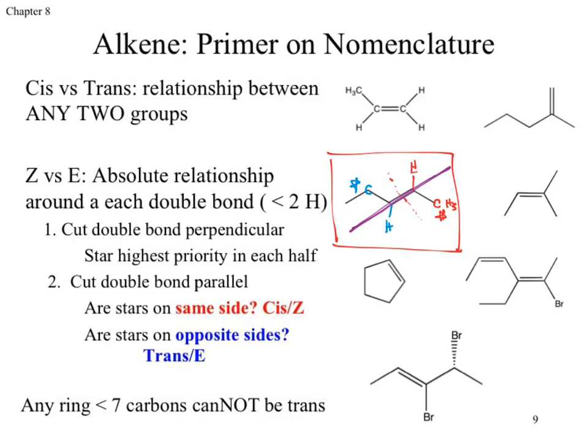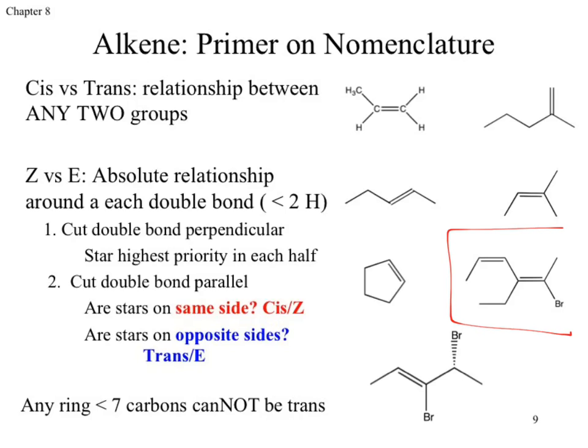Let's take a look at one more example before we quit this, because we really only have time for one more example. What happens if we have two double bonds? You will have to label both double bonds. So let's start with the top one. What do you think? It's cis, which means Z. How about the bottom one?